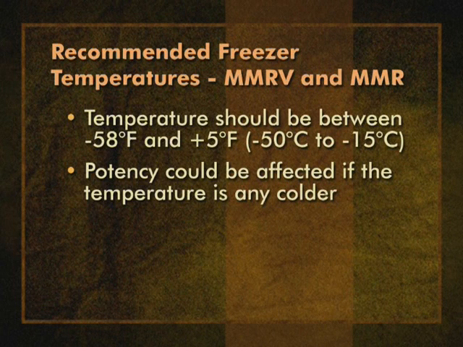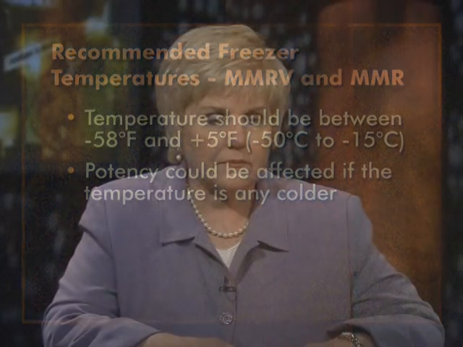When MMRV and MMR are stored in the freezer, the temperature should be between minus 58 degrees Fahrenheit and plus 5 degrees Fahrenheit, which is minus 50 degrees Celsius and minus 15 degrees Celsius, because potency could be affected if the temperature is any colder. Also, if you are still using a combination refrigerator-freezer unit to store vaccines, be careful not to make the freezer so cold that the refrigerator temperature drops below the recommended temperature range.